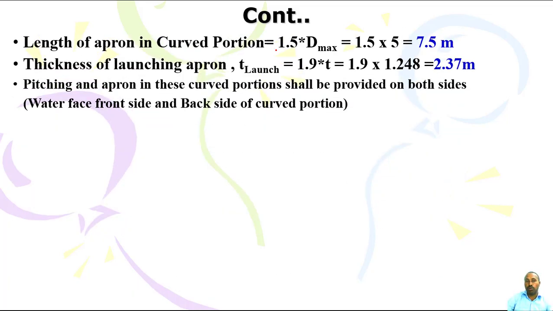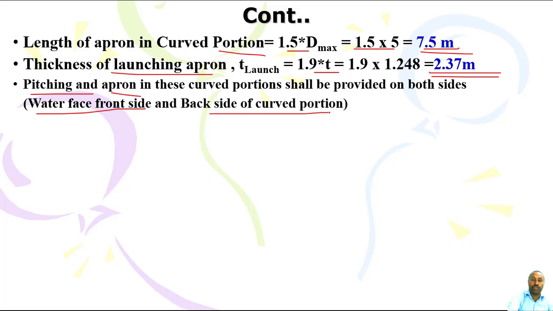The length of apron in the curved portion is 1.5 times D max, then you get 7.5 meter. This is the length of the curved portion, 7.5. But for the straight portion, we have completed 3.585. And the thickness of the launching apron for this curved portion is 1.9 times D, which is 2.37 meter. And the pitching and apron on this curved portion shall be provided on both sides, which is the water face front side and the back side of the curved portion.